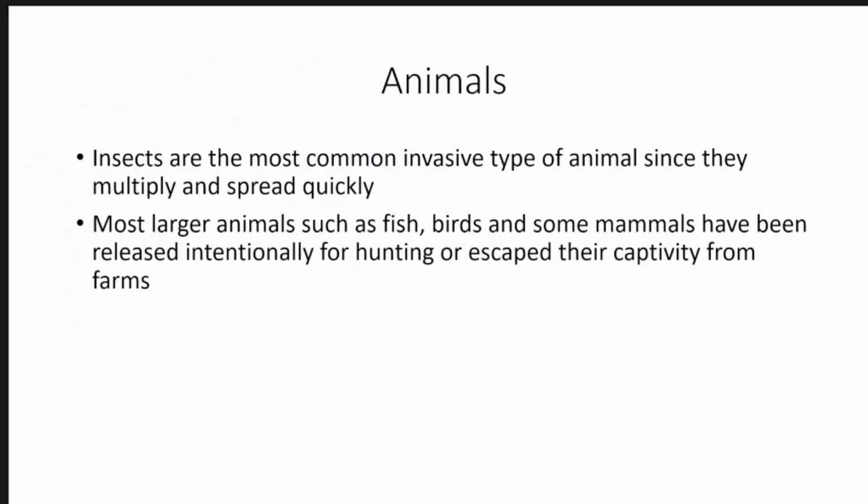Like a bison can go in an area and say, "What is all this gross stuff? I want grass." Whatever a bison eats. Animals themselves, insects are the most common invasive type of animals since they multiply and spread quickly. Most larger animals such as fish, birds, and some mammals have been released intentionally for hunting or escaped their captivity from farms.